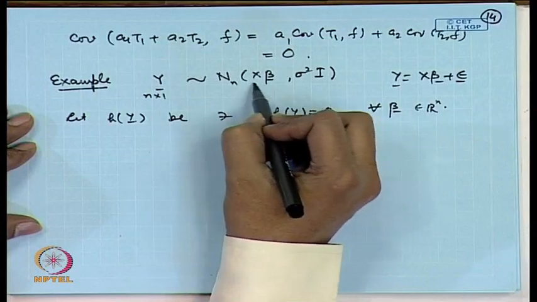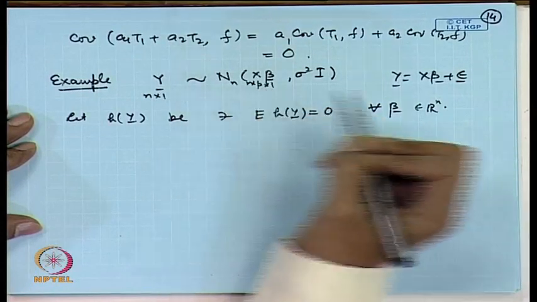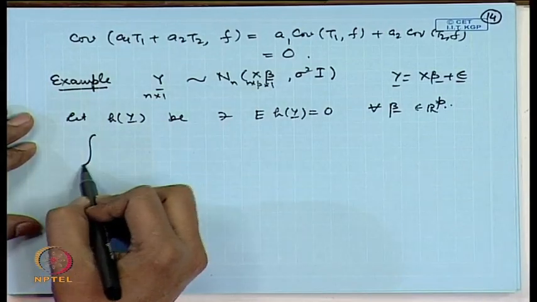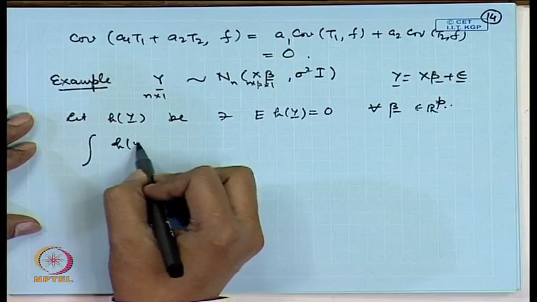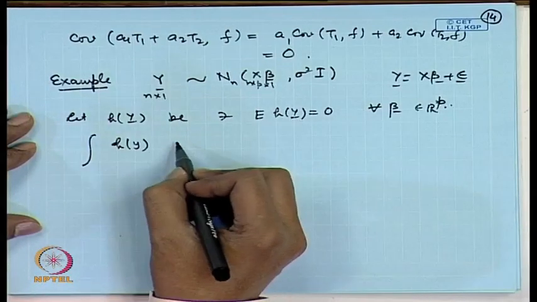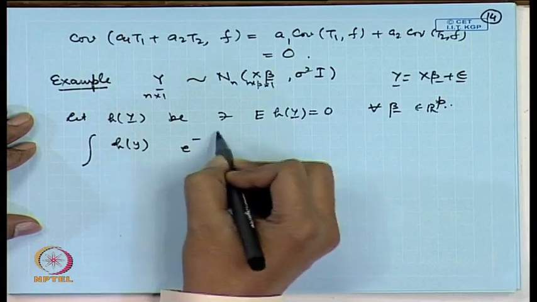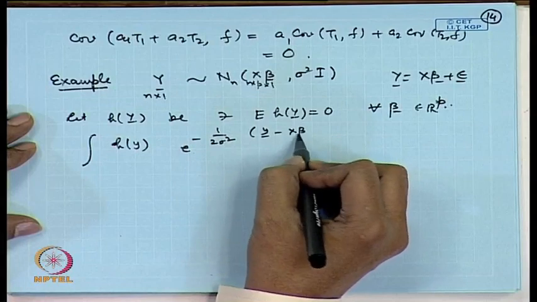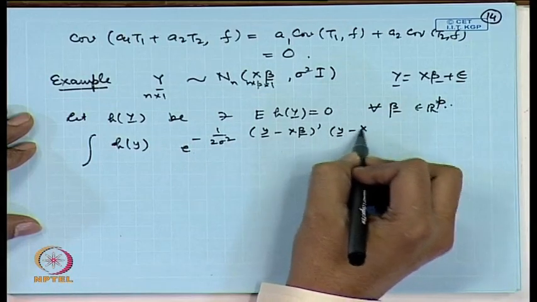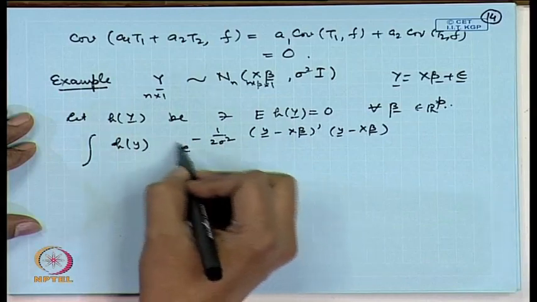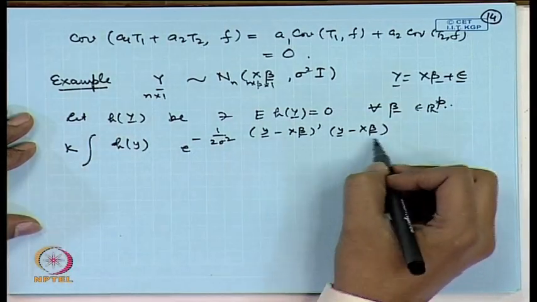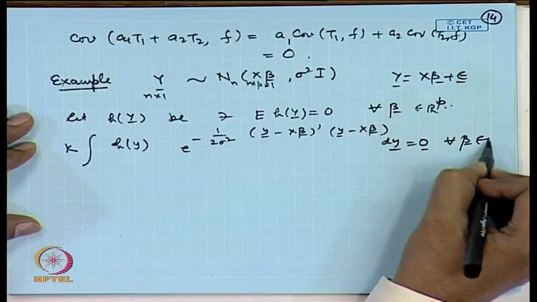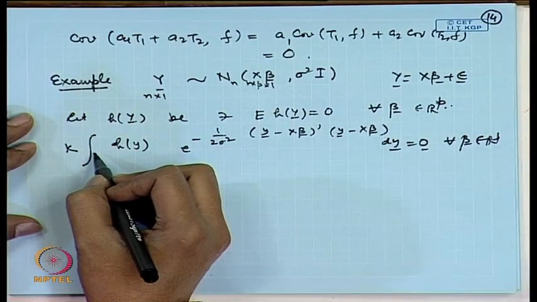Here X may be n by p, and beta may be p by 1, etcetera. If you write this statement, expectation of h(y) is 0, it is equivalent to the integral of h(y) into the density function of y. This is a multivariate normal distribution. So it is e to the power minus 1 by 2 sigma square, y minus X beta prime, y minus X beta, and some coefficient will come which I am writing as a constant. This is equal to 0 for all beta belonging to R^p. This is a multivariate integral here.